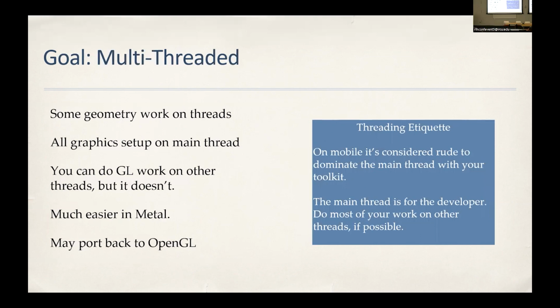Multi-threading is another goal for the late part of the project. There's already some geometry working on the threads, but when this was written, these devices didn't have that many cores. Now even the cheapest Android device has a significant number of cores, and you really want to take advantage of that. The etiquette for a toolkit like this is you should do the bulk of your work off the main thread and let the developer have control of that main thread, that main CPU, and do your work off to the side in order to hand it back when you're ready. So that's something that we're hoping to attain as well.